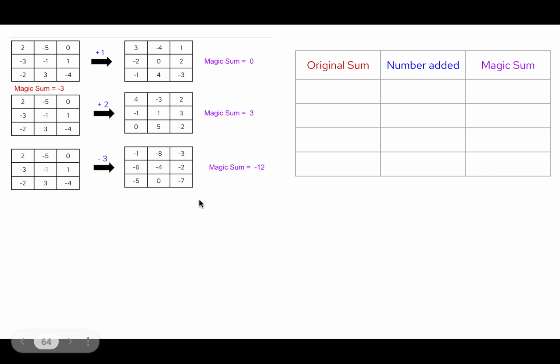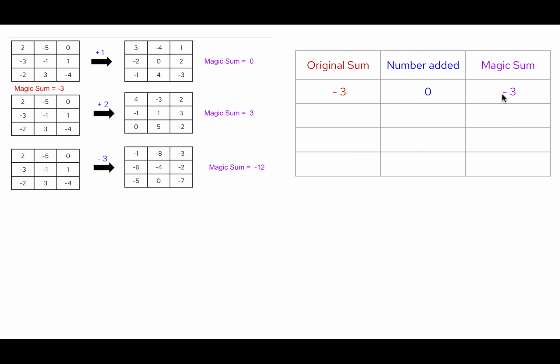So here we have the other screen. I just shrunk it a little bit. And now let's look at this in a table, because sometimes it's easier to see a pattern if we have a table. So the original sum I'm going to put in red, which is that original magic sum, -3. The number added right here is in blue, and our new magic sum is going to be in the purple. So in the first one, the magic sum is -3.